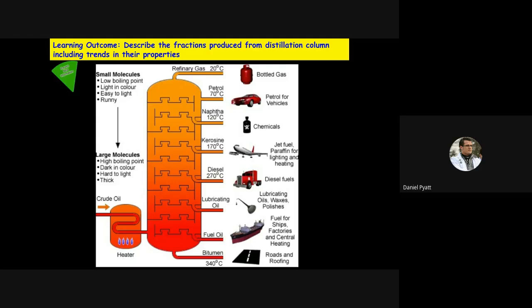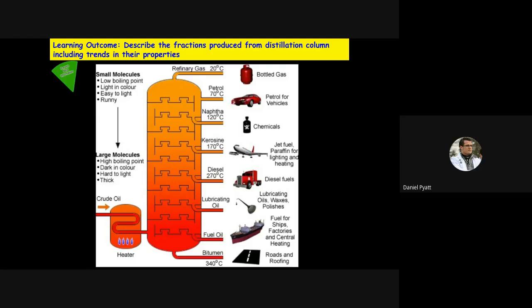They get lighter in colour as you go. Obviously at the very top, the gases are colourless. They're easy to light, they become more volatile, and whilst they are still liquids, they become runnier as you go up. So petrol is not as thick, for example, as diesel. So those are the general trends and patterns that you need to be aware of.